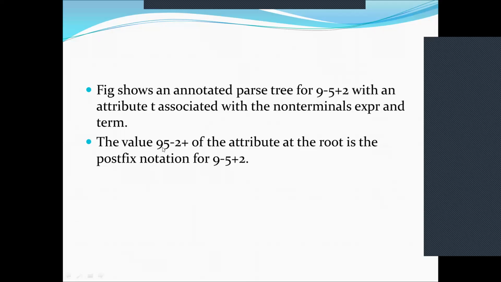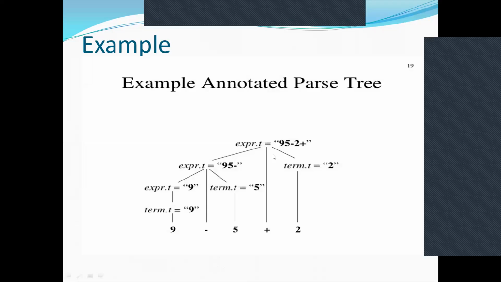So the value at the root is the postfix notation of 9 minus 5 plus 2. What is the attribute here? The attribute is the postfix notation of 9 minus 5 plus 2. Here you will see the t stands for the postfix notation.